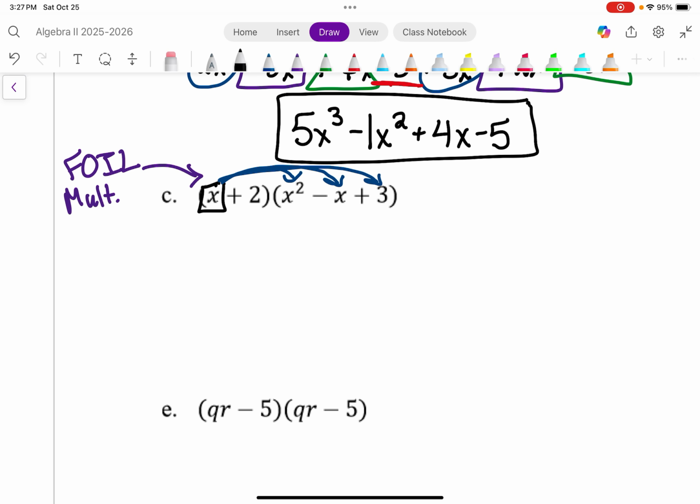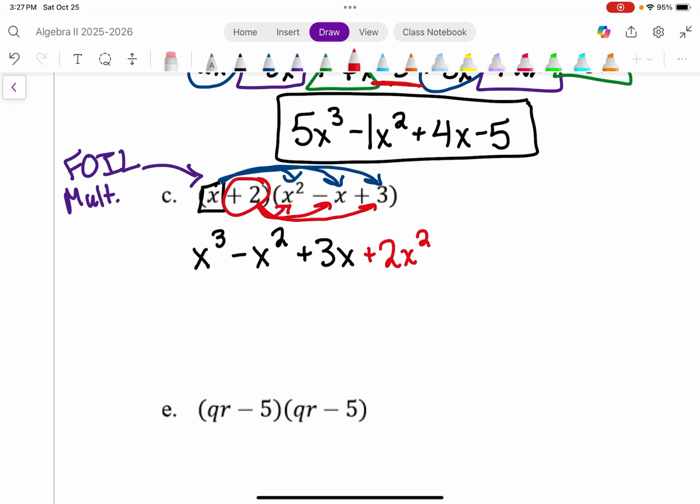So x times x squared is going to become x to the power of 3. X times a negative x is a negative x squared. And x times 3 is a positive 3x. Then we move on to the second term, plus 2. That is then going to be distributed and multiplied by everything individually. So positive 2 times x squared would be a plus 2x squared. Positive 2 times x would be a positive 2x. And positive 2 times positive 3 would be plus 6.